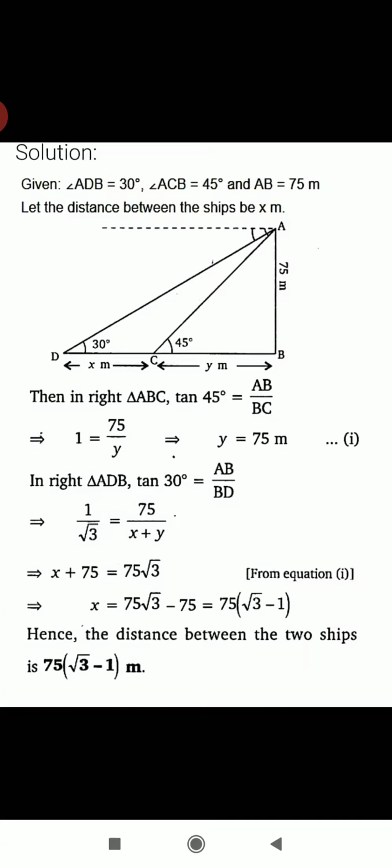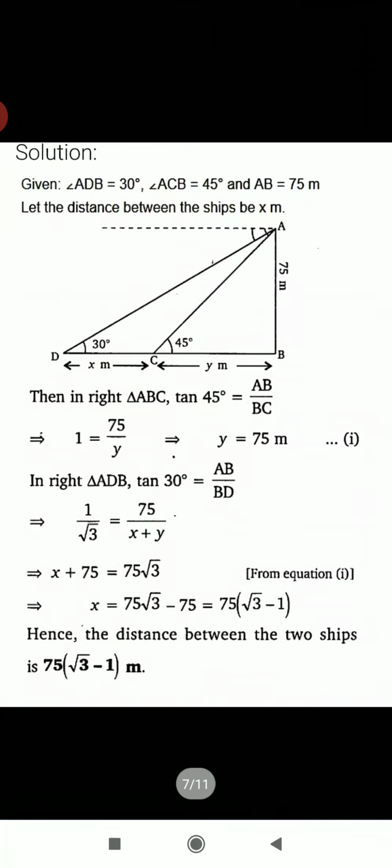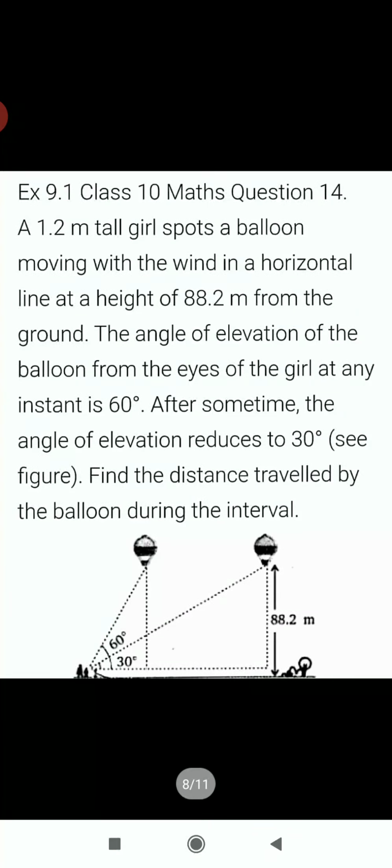Now in triangle DBA, tan 30 equals AB upon BD. BD can be written as x plus y. So tan 30, 1 by root 3, equals 75 upon x plus y. Now using cross multiplication and putting the value of y, you can get the value of x, that is 75 (root 3 minus 1). Okay, so the distance between the two ships is 75 (root 3 minus 1).